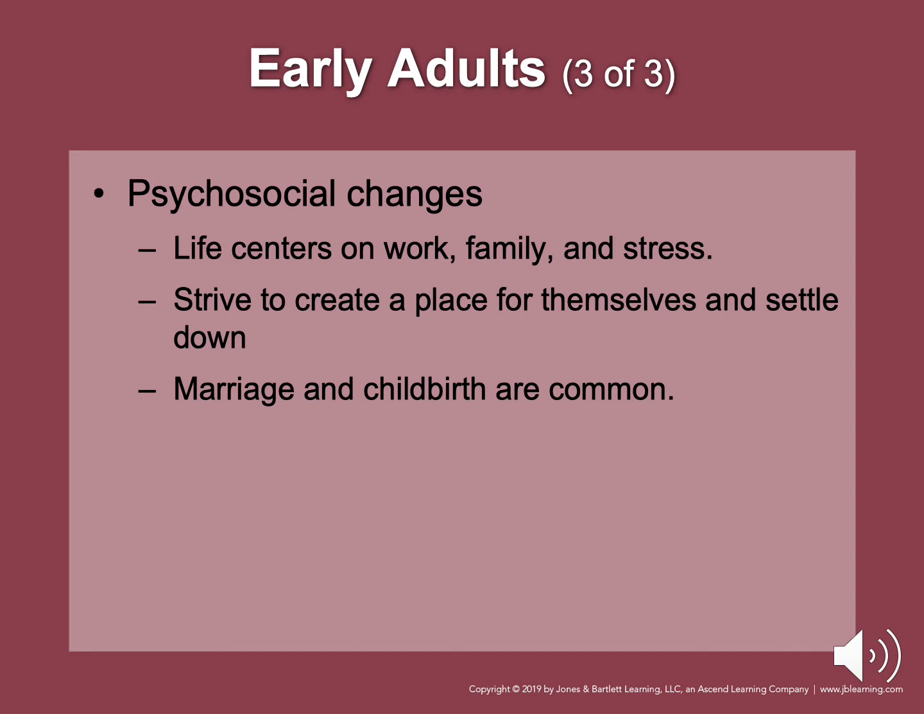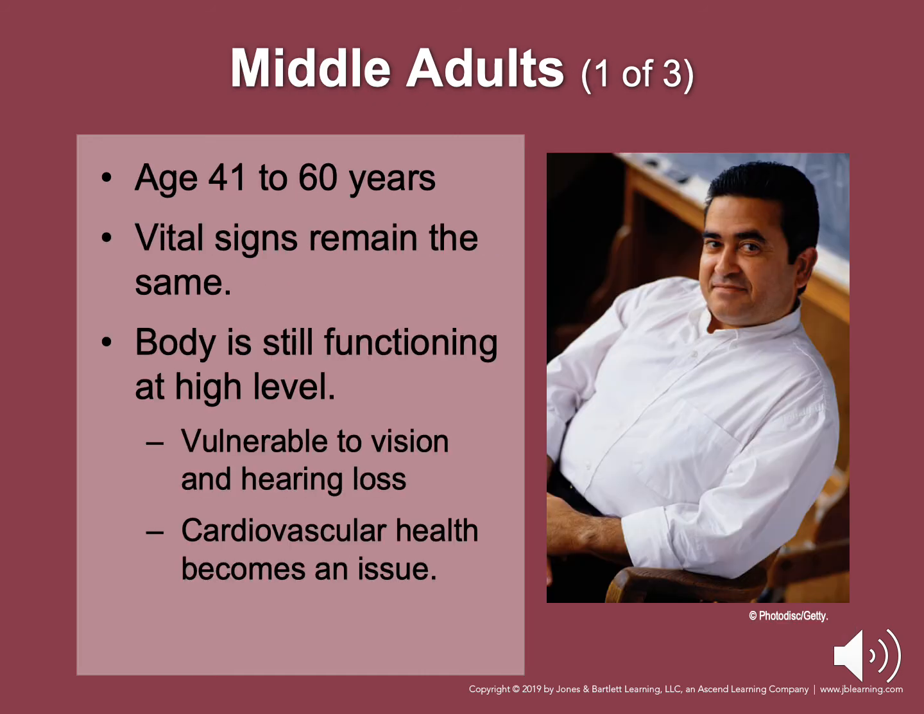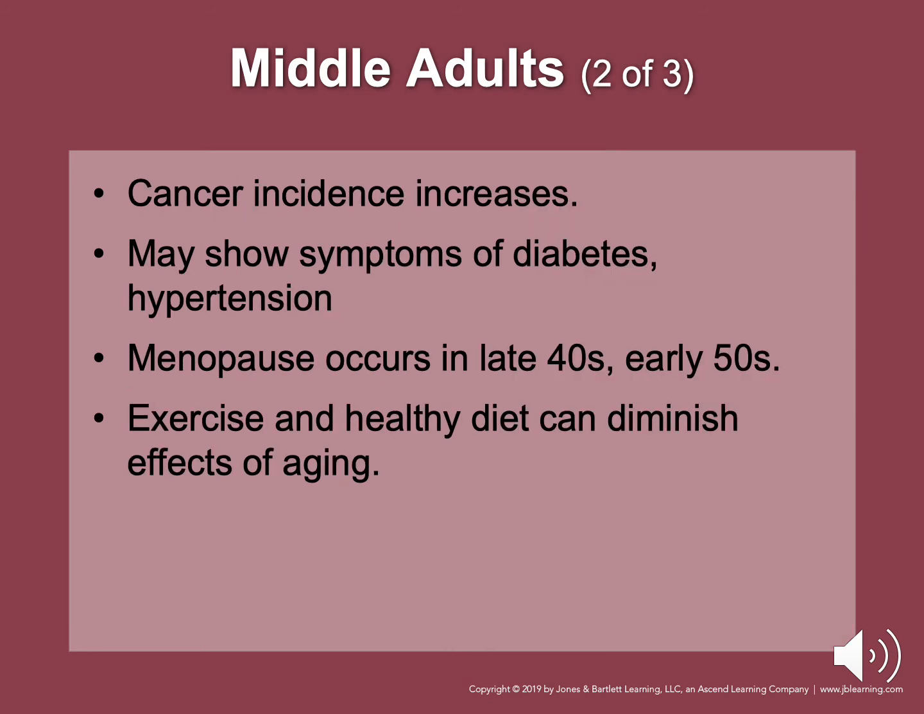All right. Middle adults, age 41 to 60. So average pulse rate remains around 70, 12 to 20 respirations, 90 to 140 systolic. The body still functions at a high level. However, they are vulnerable to vision and hearing loss and other degrees of degradation. Cardiovascular health becomes an issue in many people. Cancer incidence increases. They may begin having medical symptoms or be unaware of conditions such as diabetes and hypertension.